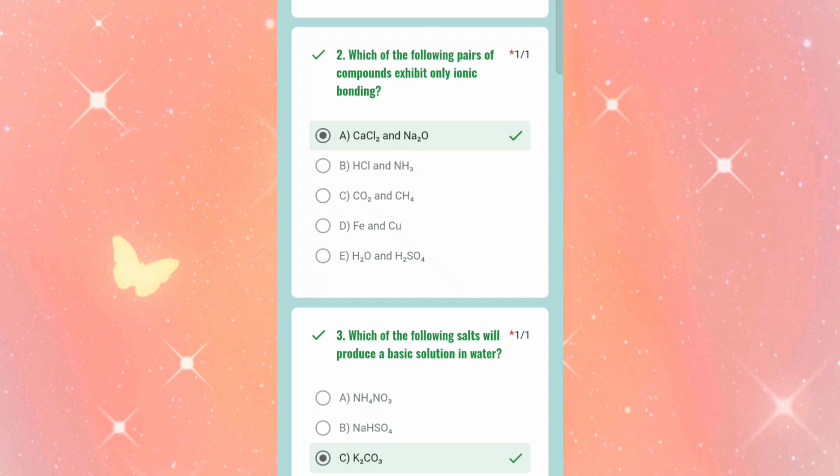Seeing the other options, HCl has, you can say, hydrogen bonding, dipole forces, and covalent bonds. NH3 also has hydrogen bonding, so that is also incorrect. And CO2 is non-polar, CH4 is non-polar, containing London dispersion forces. Fe and Cu contain metallic bonding, these are metals. H2 contains hydrogen bonding, H2SO4 covalent bonds as well. Okay, so the correct answer will be A, which contains only ionic bonding.